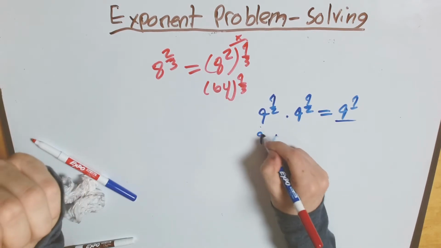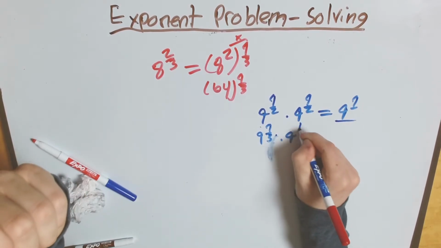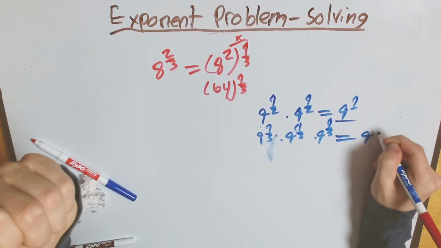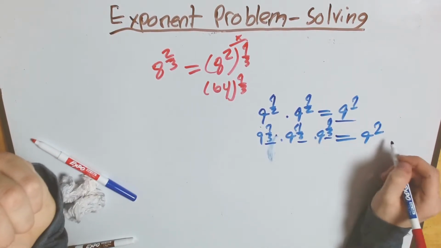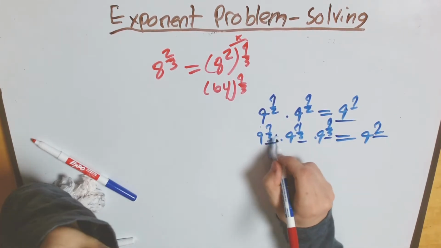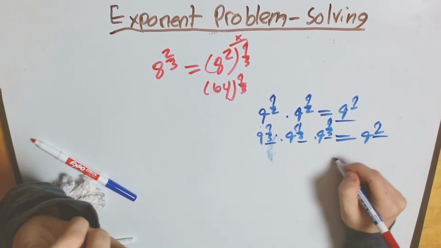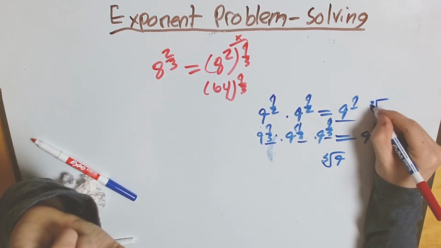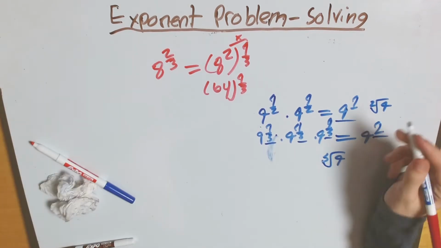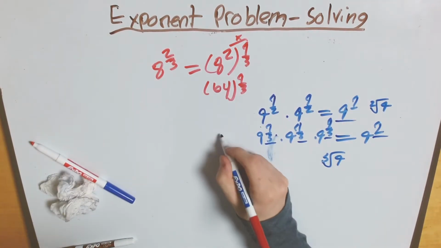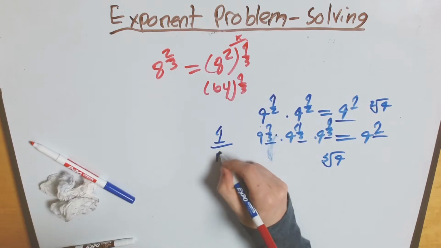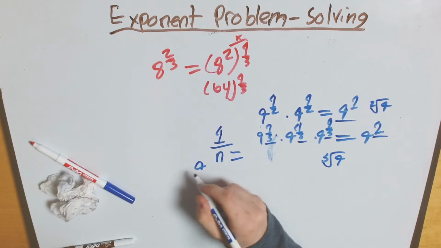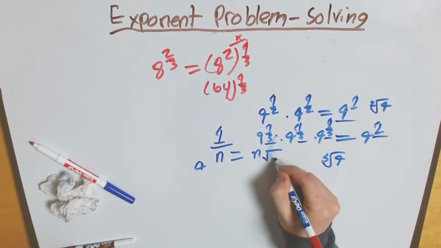What about 9 to the 1/3? Well, I have to multiply it by itself 3 times in order for the exponents to add up to 1. So that means that 9 to the 1/3 is the cube root of 9, and 9 to the 1/2 is the square root of 9. And we can generalize and say, if I have 1 over a number n as an exponent, that's the same thing as the nth root of a, right?